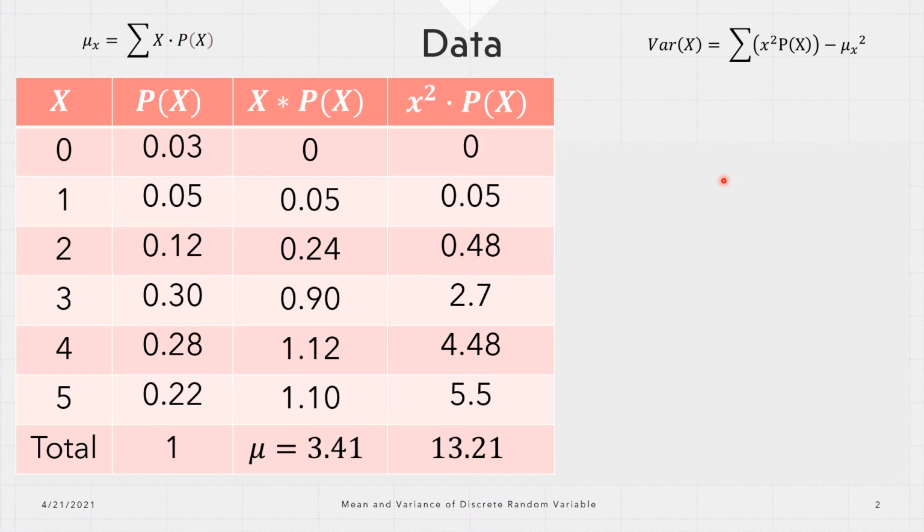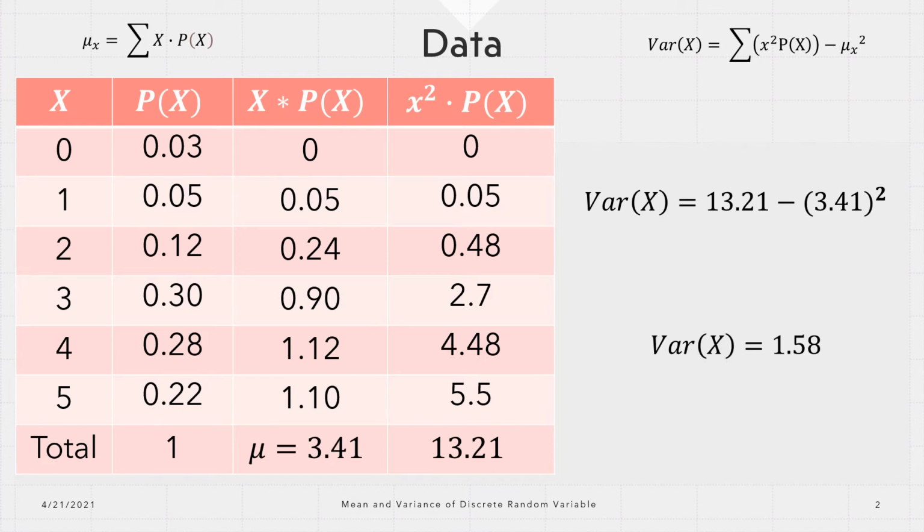Now let us compute for the variance. The variance is 13.21 minus the square of the mean. And that will give us 1.58, similar to what we had in our previous discussion of variance.